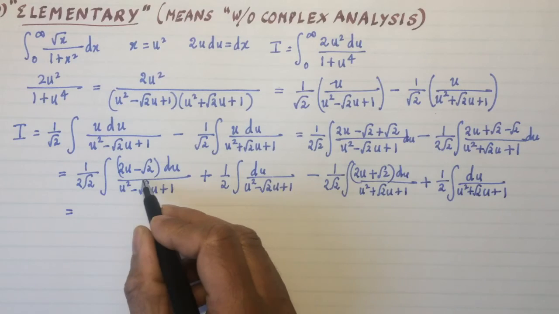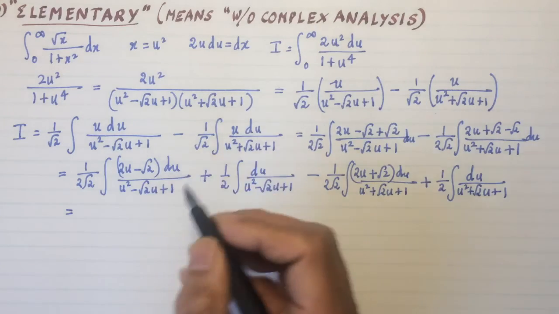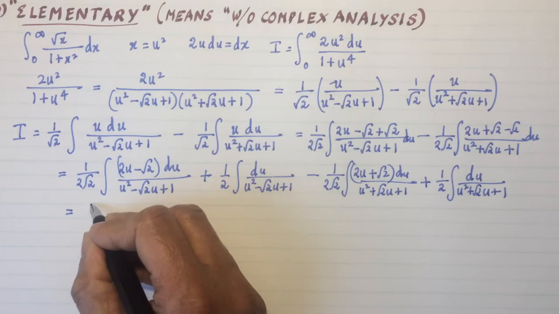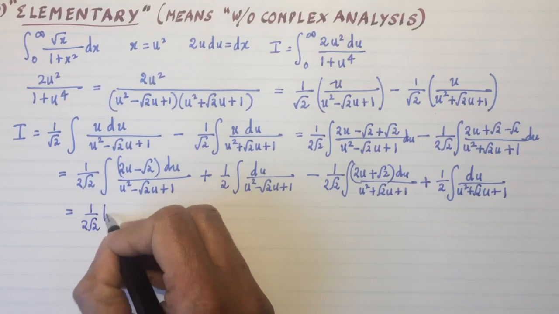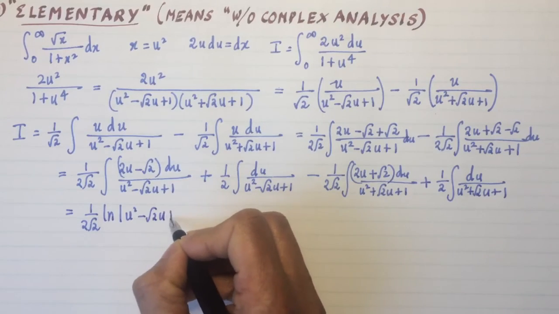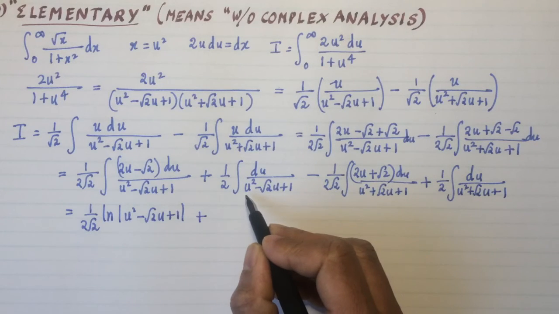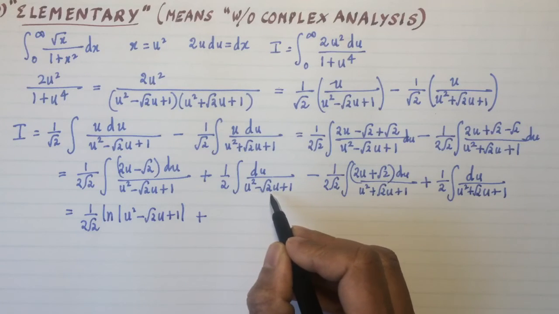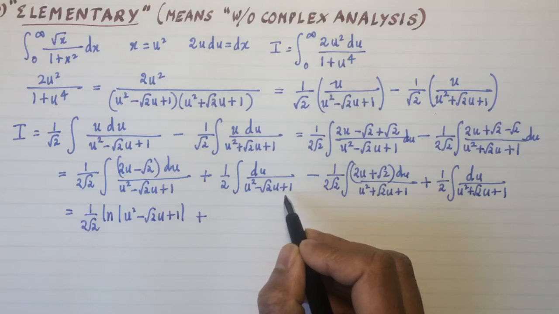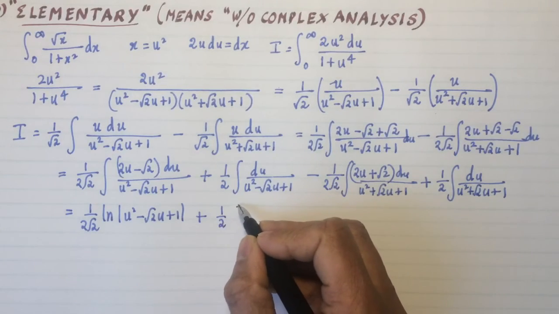If the bottom is called w, let's say, the numerator is dw, so that's just going to give me 1/2 over 2 root 2 natural log of w, which basically is u squared minus root 2u plus 1. So I've done that integral. Now this integral, I can factor this u squared minus root 2u plus 1 as a perfect square. Let me do that here.